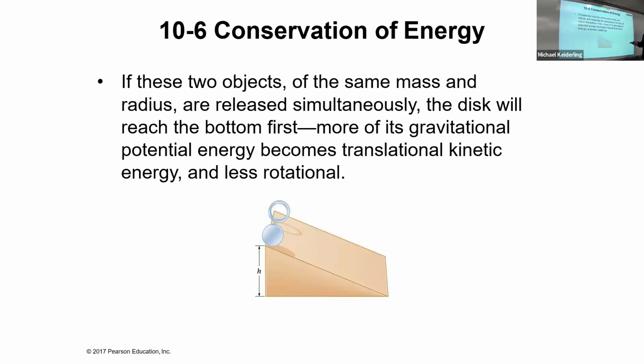So here we have two objects that are the same mass and the same radius, released simultaneously as they roll down a slope. The disk will reach the bottom first because its moment of inertia is smaller than the moment of inertia of the hoop. So as it rolls down, more of its gravitational energy becomes translational kinetic energy and less goes into rotational.